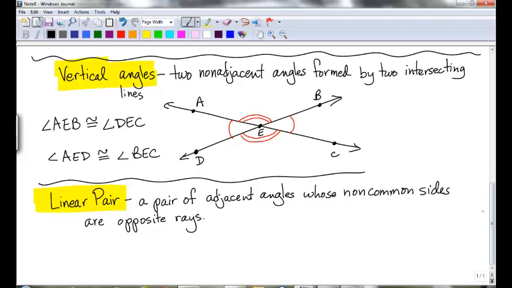Non-common sides are opposite rays. An example, draw a picture, straight line. Label this point D, this point B, this one E, and this one C. The linear pair is angle BED and angle BEC.